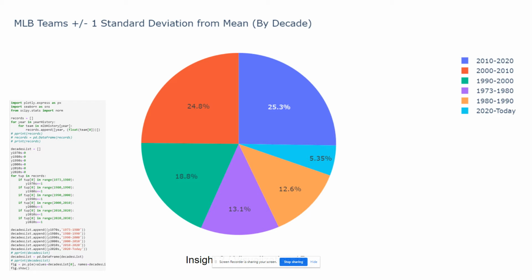However, by looking at our second insight, we can infer some reasons why. This is a pie chart that tallies the teams that lie outside the 1 standard deviation mark by each decade. With the exception of the 1970s-1980s relationship, this number has grown. Currently, the 2020s are on pace to break the last decade's numbers easily. Remember that the 2020 season is excluded from this data.